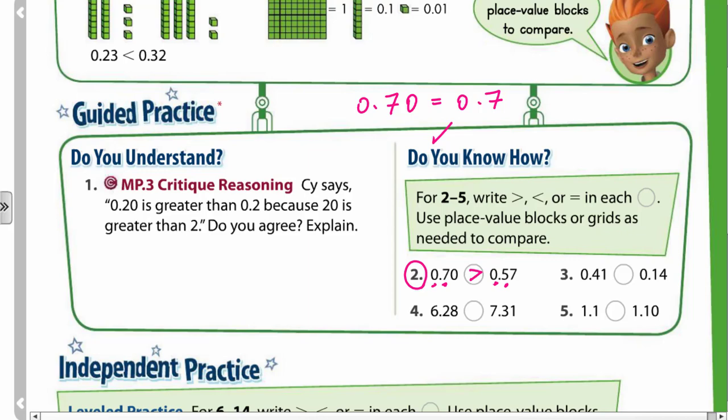Question number 3. It is 0.41. So here we start with the whole, it's the same. And here 4, 1, so 4 is greater than 1. Thank you, Saleh. Great work.